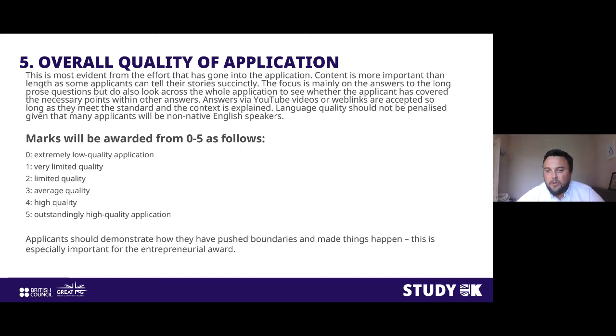So focusing on your application, you need to cover off the necessary points within it. Writing applications and submissions is different to other sorts of writing. You do need to tell a story, but you also need to hit the points within the criteria that we've outlined, both in the top tips, but also as part of the application form.